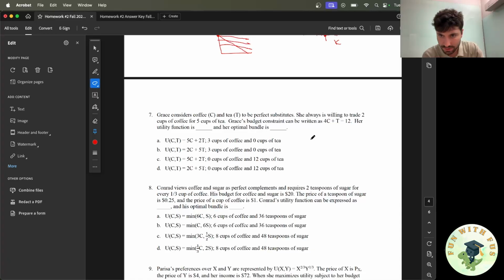For the next problem, we have more perfect substitutes. Yep. So we are given a budget constraint and we're looking for a utility function. The way I like to deal with perfect complements and perfect substitutes when I'm trying to rebuild a utility function, one trick you can do is you literally just do a little flippy floppy.